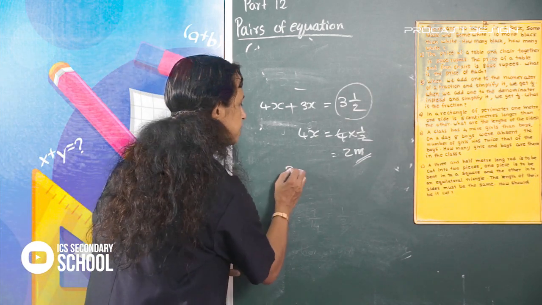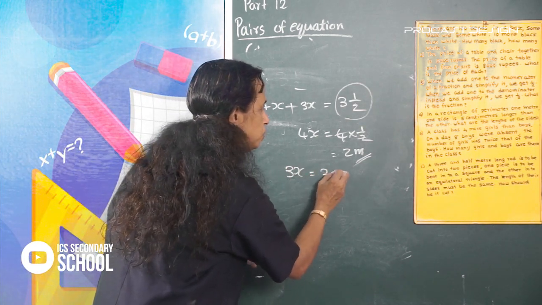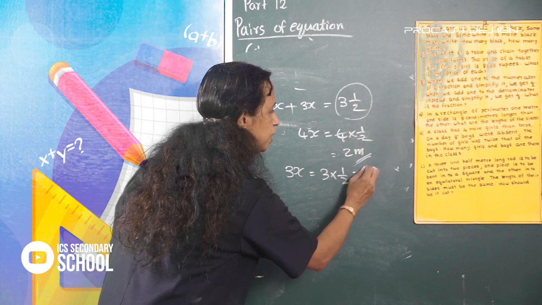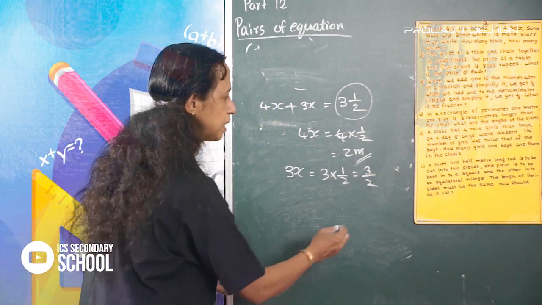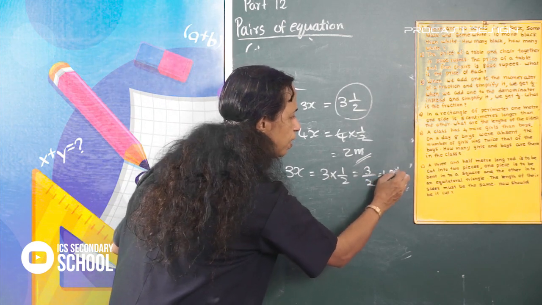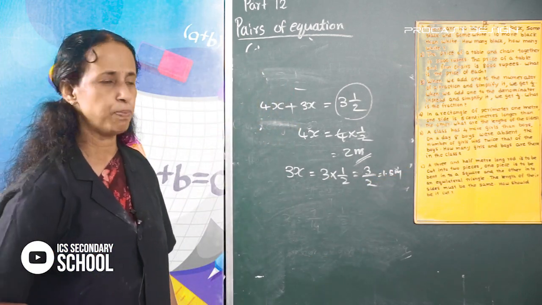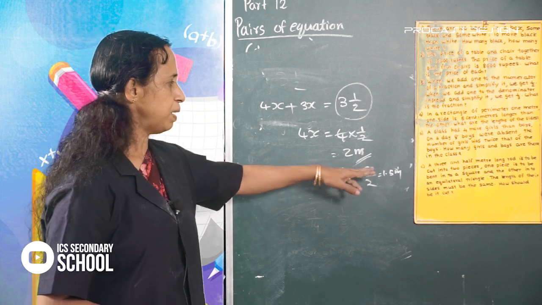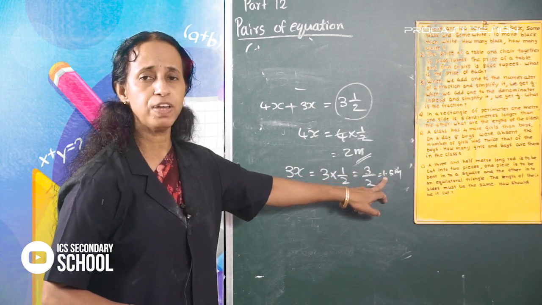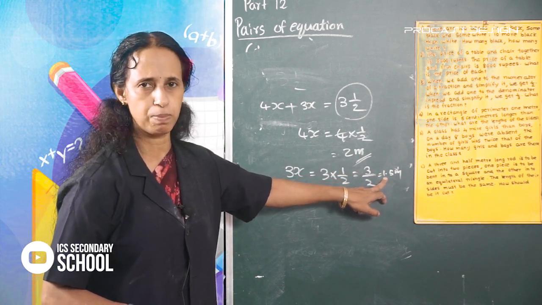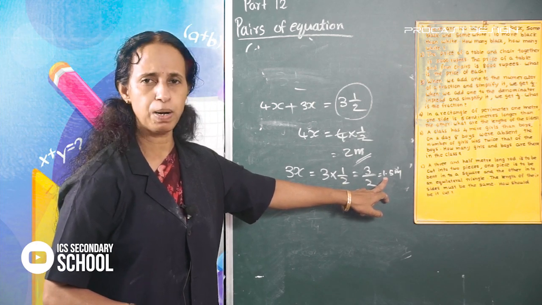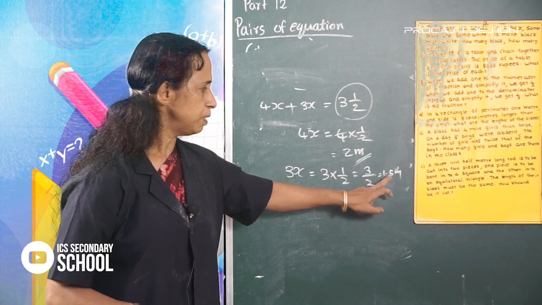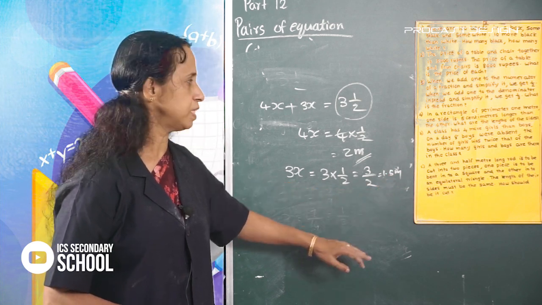Next, 3x. 3 into 1 by 2 is equal to 3 by 2, which is equal to 1.5 meters. The perimeter of the equilateral triangle is equal to 1.5 meters. The length of the piece is equal to 1.5 meters.